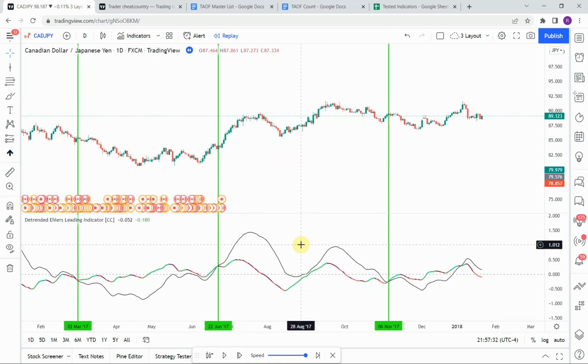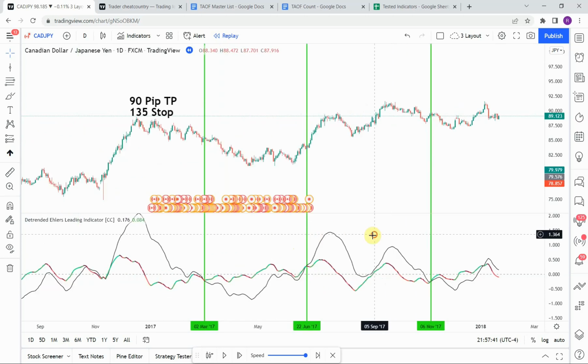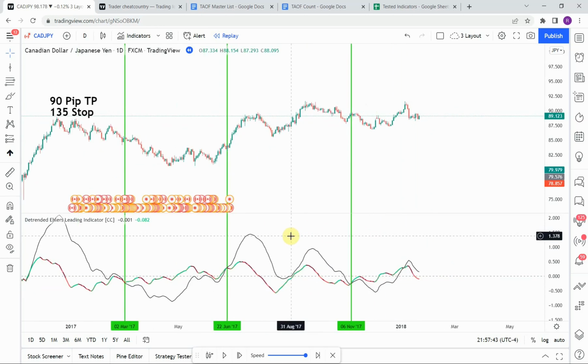But yeah, I think this one might be worth testing more thoroughly, or at least putting it on a lower time frame to see what that'll do. So for that reason, I'm going to go ahead and put it on the yes list, and we'll move on to the next indicator from here.